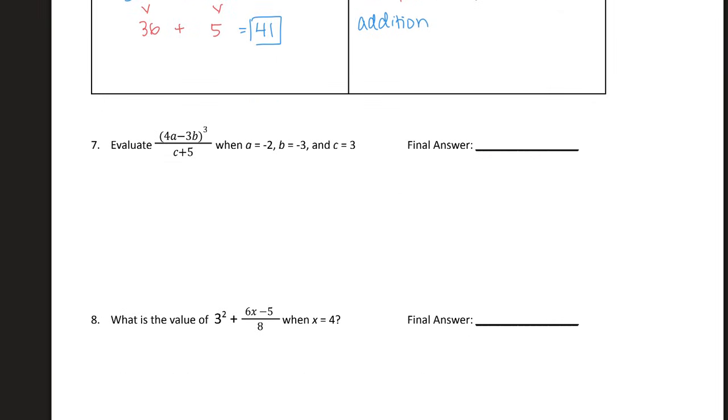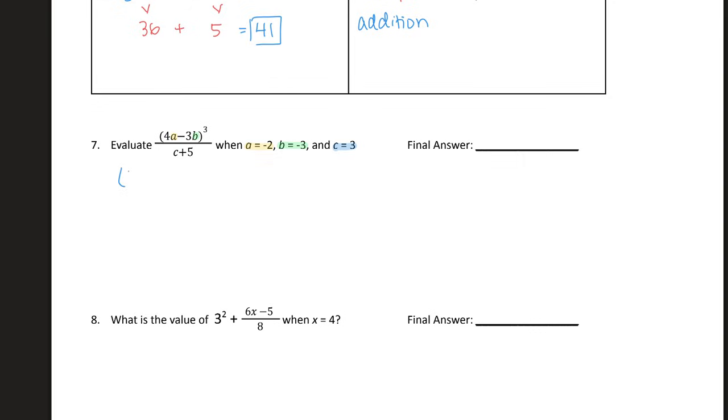All right, let's take a look at number 7. So number 7 is asking us to evaluate. So we're going to be plugging in A is -2. We're going to be plugging in B is -3. And then we're going to be plugging in C is +3. So let's go ahead and plug those in here.